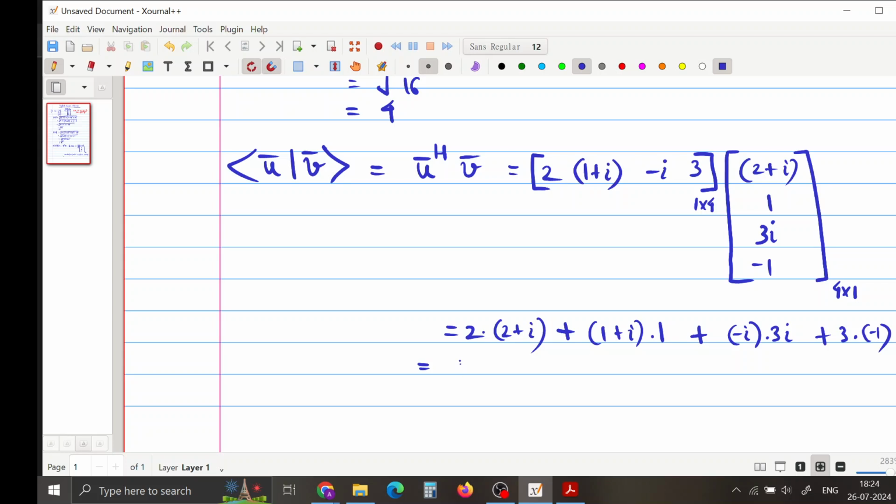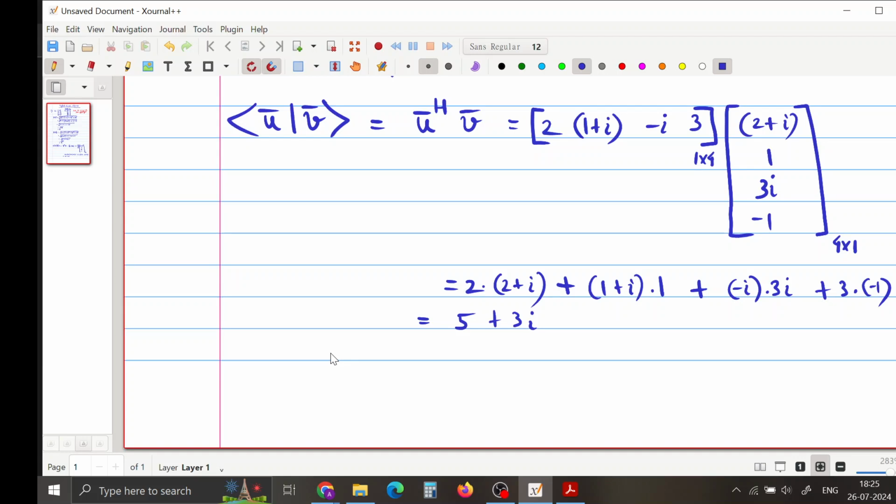If you calculate it, it becomes 5 plus 3i. See, the last two terms will get cancelled out, because minus i into 3i becomes plus 3 and the last term is minus 3, they get cancelled out. So you only have to add the first two terms, which equal 5 plus 3i. So you see the inner product of these two complex vectors results in a scalar value, but in this case it's a complex number, which makes sense. You are taking the inner product of two complex vectors with complex entries, so you get a complex valued answer.